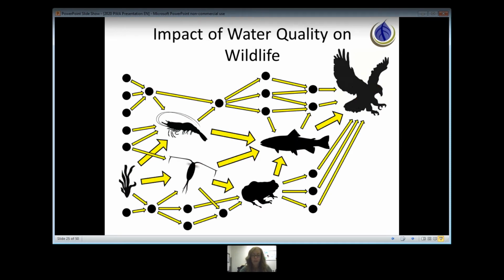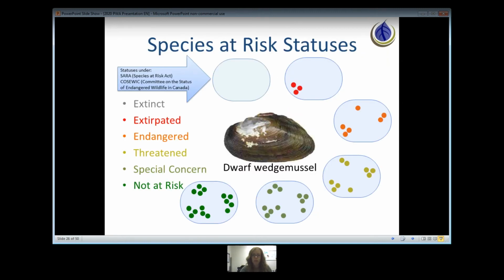But of course, our food web is more complicated than that, so there's a lot of options, but every year we do have species that we lose because of water quality.